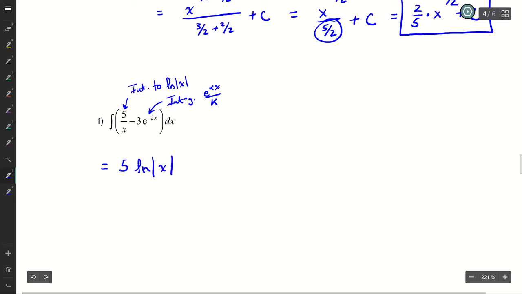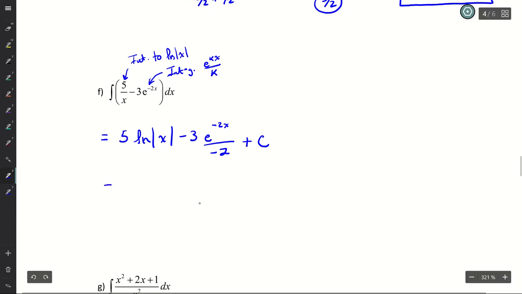And then for the next piece, the negative 3 is just a constant, and then we have e to the constant power of x, e to the negative 2x. So it's going to be e to the negative 2x, so basically the exponential itself, but then you're going to divide that piece by the constant that's in front of x. So divide it by negative 2, and then we're going to put plus c.